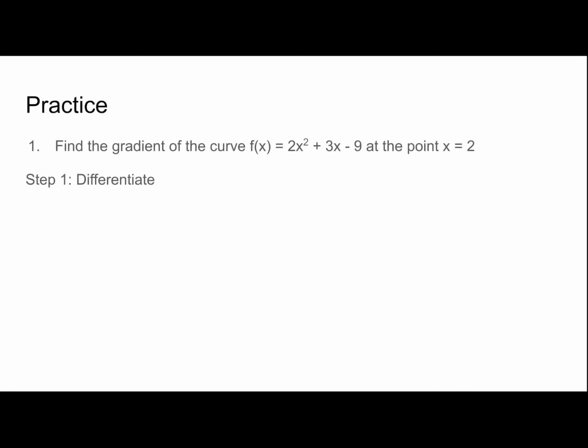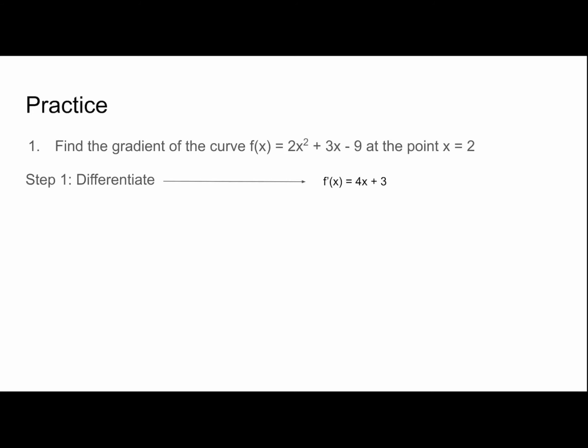Three practice questions. Find the gradient of the curve f of x equals 2x squared plus 3x minus 9 at the point x equals 2. First step is to differentiate the function. f dash of x just means one differentiation of our function. Each dash represents a differentiation. For example, f double dash of x means our function has been differentiated twice. So back to our question, we have f dash of x equals 4x plus 3.